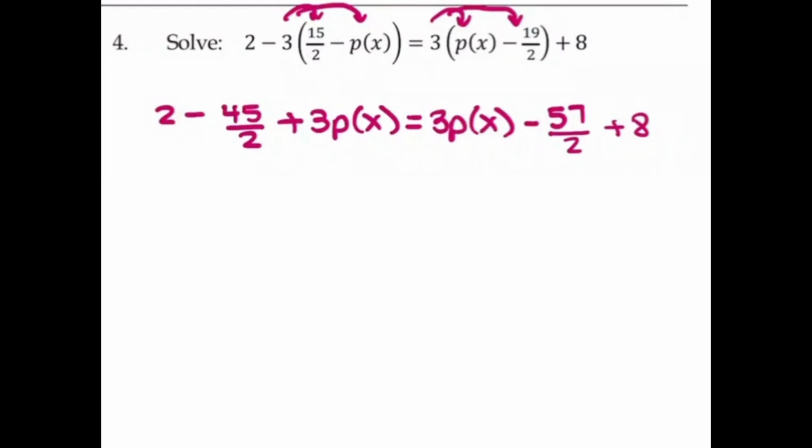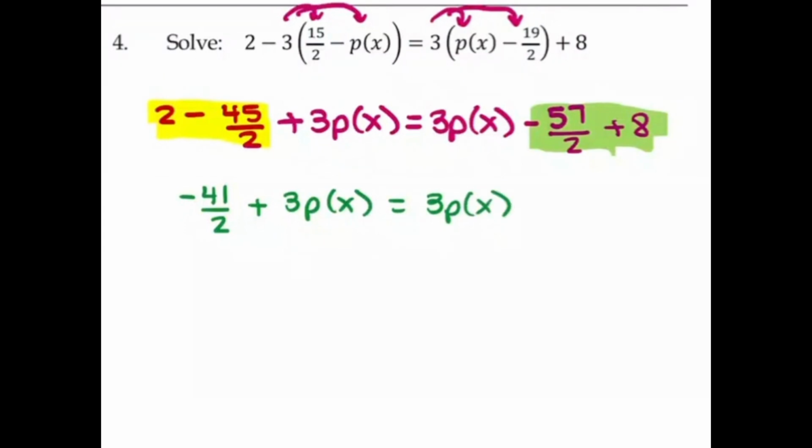After distributing, this is what we should get. We are going to now start combining like terms on the left and also on the right. And we end up with this equation. Now notice, both the left and the right side are identical. But if you don't realize that from the beginning, let's just solve.